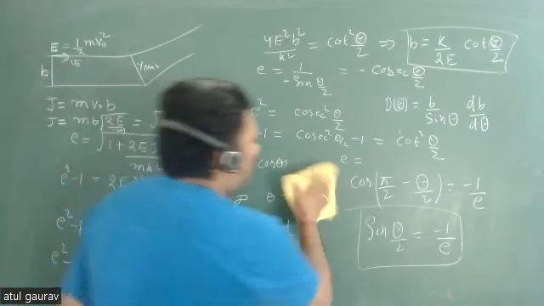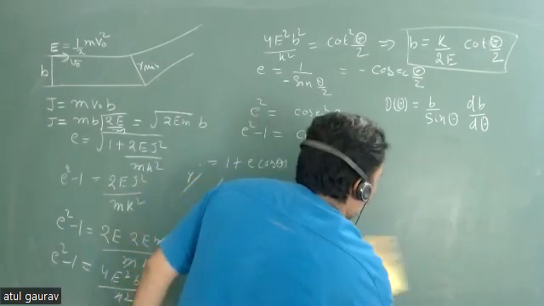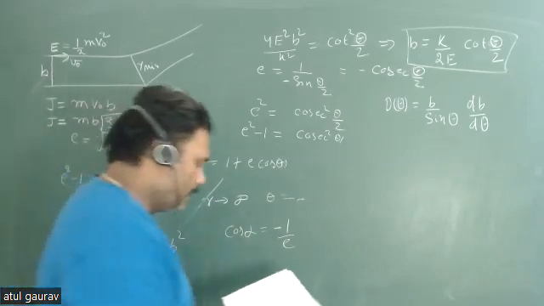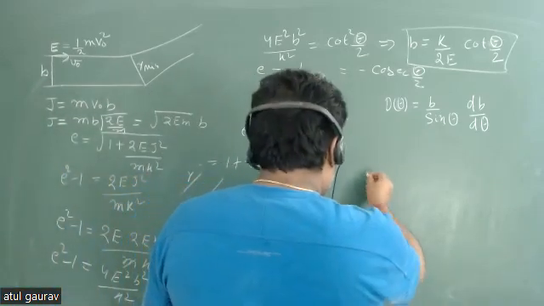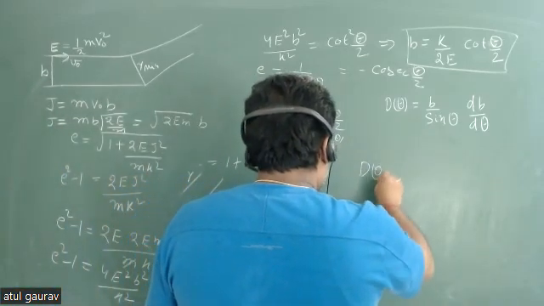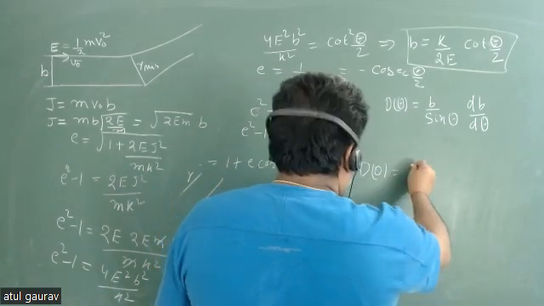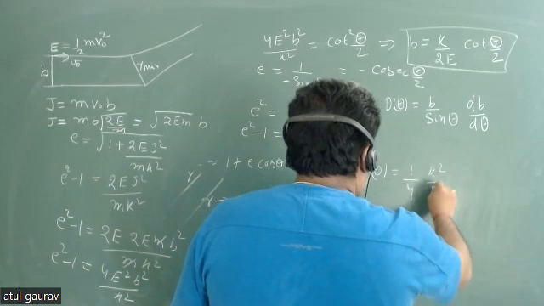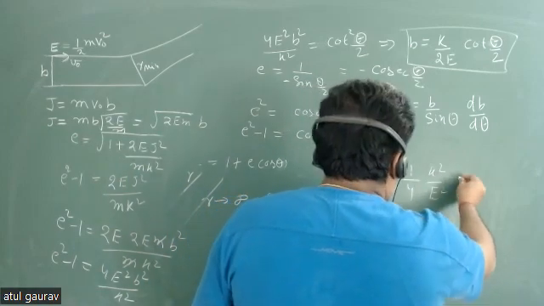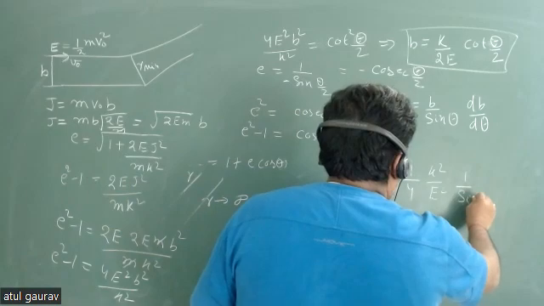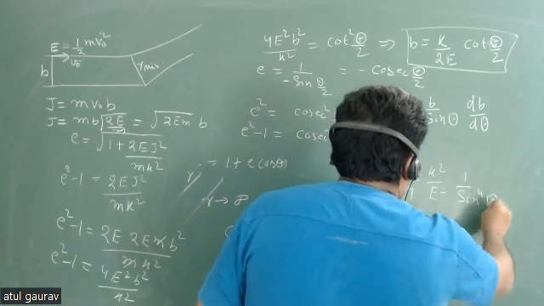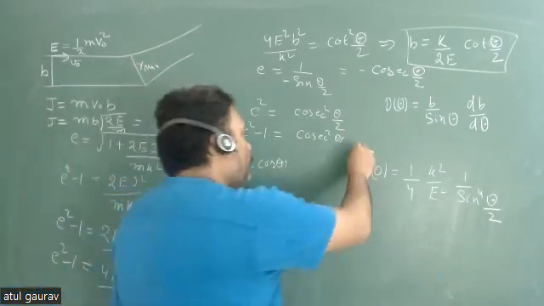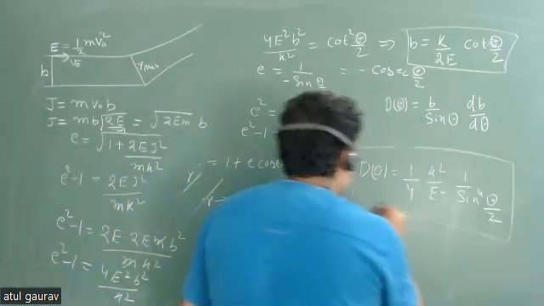चलो. So you will get the differential scattering cross section as 1 upon 4, k square upon e square, and 1 upon sine to the power 4 theta by 2. So this is very interesting. और इसके ऊपर खूब क्वेश्चन आते हैं आपके एग्जाम में.